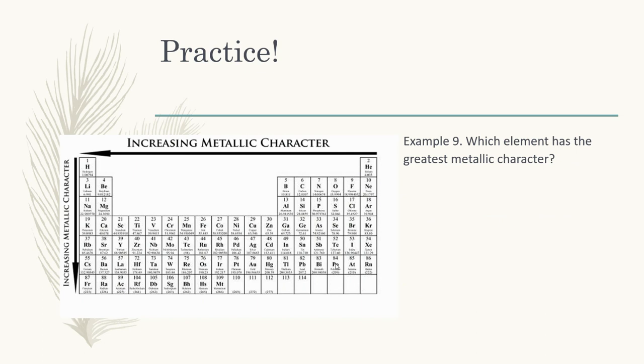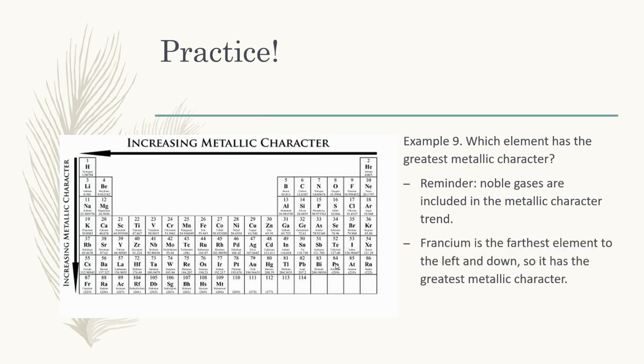Next is metallic character. This follows the same trend, and just as with atomic radius, noble gases are included in this trend. Noble gases aren't obviously metals, but they do have some characteristics of metals, which ones are more metallic than others and everything like that. But we are going to be looking to the left side of the periodic table because we want to find the element with the greatest metallic character of the periodic table. And just like atomic radius, it's going to be the same element. Francium is the farthest element to the left and down, so it has the greatest metallic character.